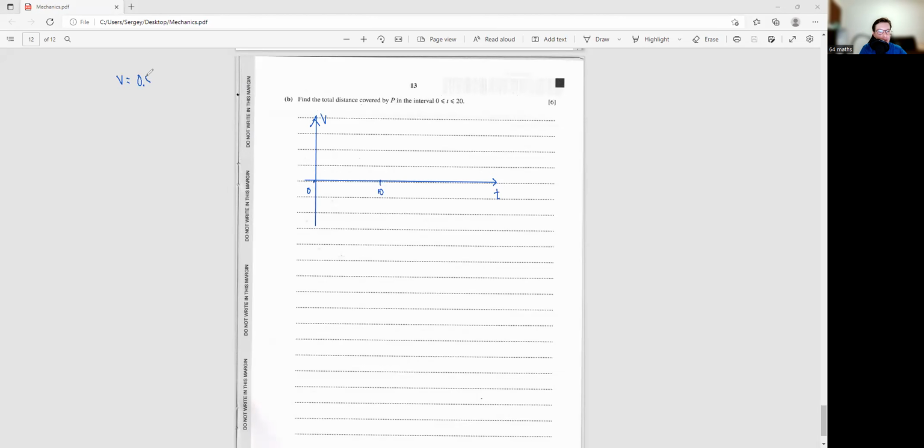It's 0.5t. And the second equation is 0.25t squared minus 8t plus 60. Now, the first one is going to be a straight line. It starts from (0, 0). And when t equals 10, let's substitute it, and it's going to be 5. So I can draw it straight away. Now, the second one is going to be a quadratic.